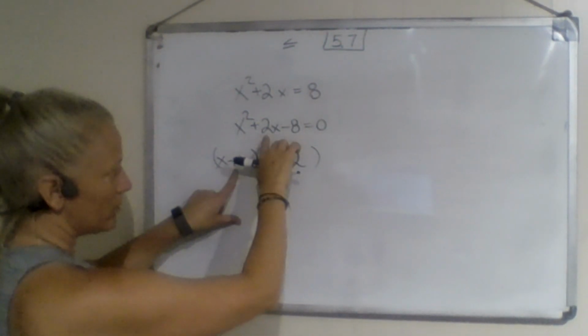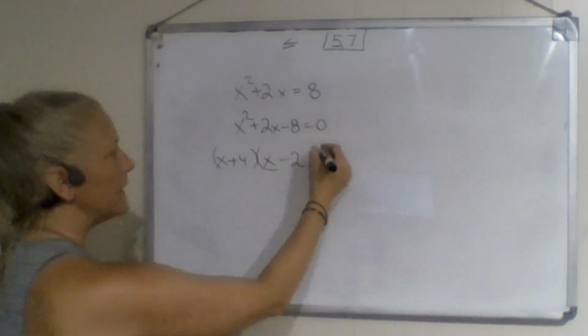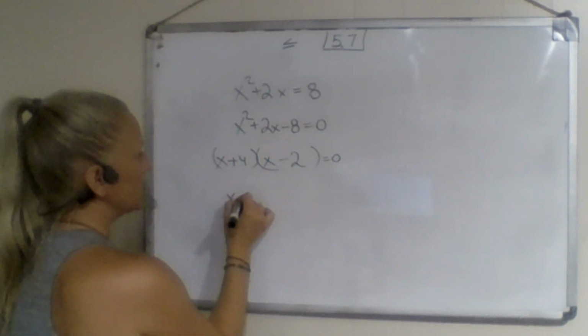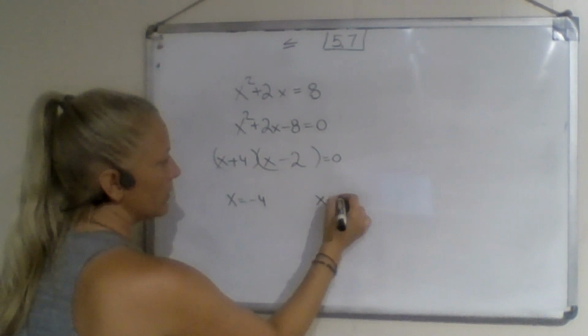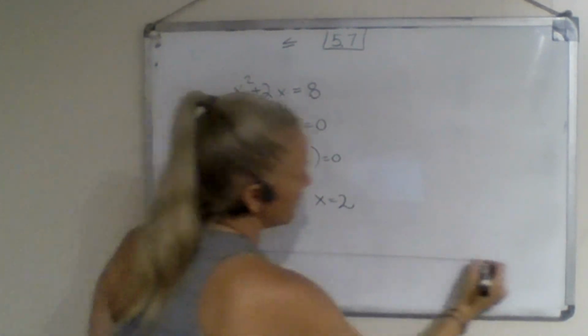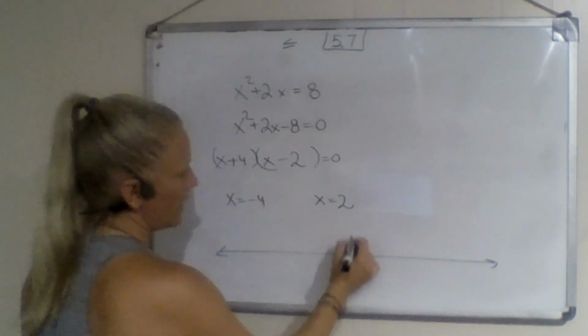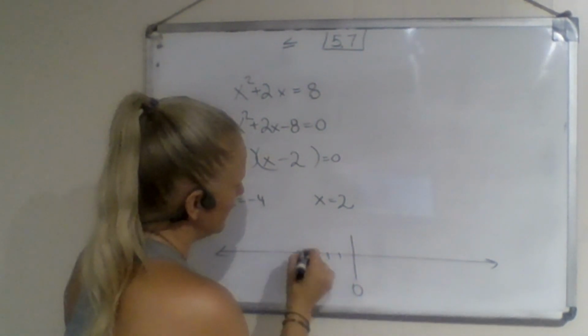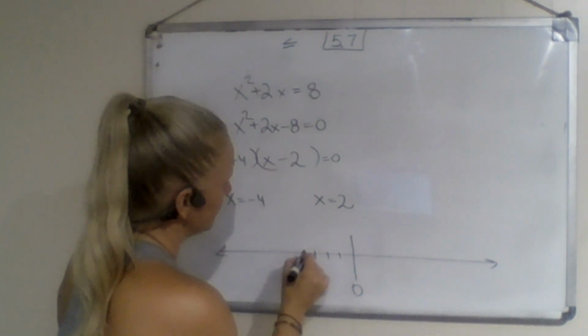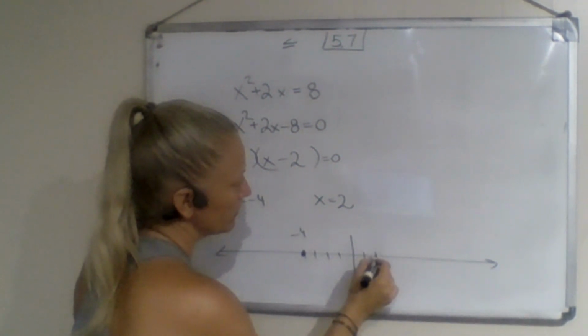When I add them, I get a positive 2. When I multiply them, I get a negative 8. So I get x equals negative 4, or x equals 2. I put this on the number line. Here's my 0, just as a thought process. I get 1, 2, 3, 4, negative 4. 1, 2. This is my turn.